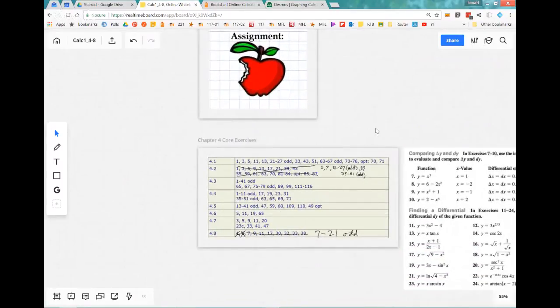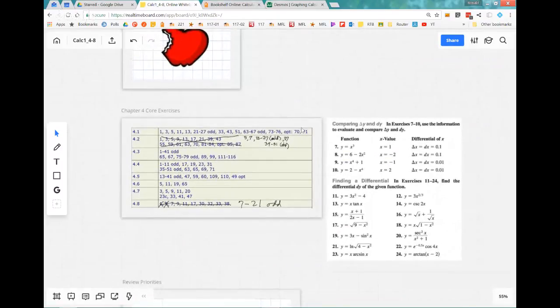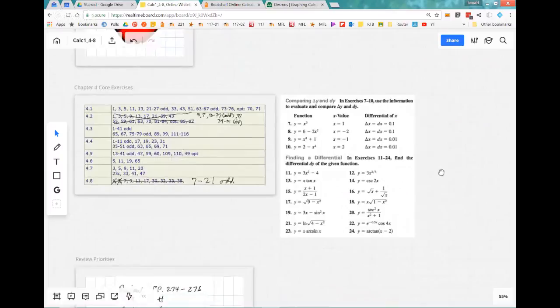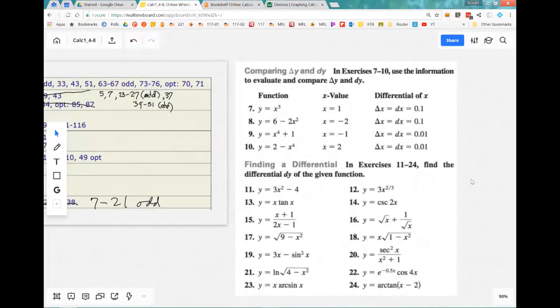Okay, now for an assignment, I've got the assignment where, first of all, I changed it. So in your book or on the website, it's got all these numbers, and I've just changed it to 7 to 21 odd. So please note that, 7 to 21 odd. Over here, you'll see I've just asked you to do kind of the basics here. So number 7, the function is x cubed. They've given you the x value, and they've given you the differential value. Use the information to compare delta y and dy.